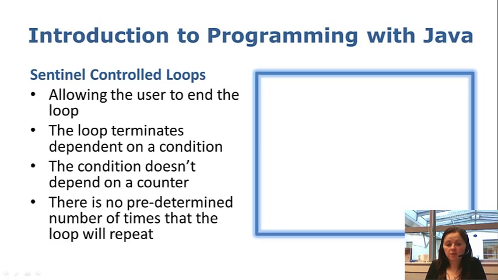What it will do is allow the user to end the loop. The loop terminates dependent on a condition, but the condition doesn't have to be a counter. And there's no predetermined number of times that the loop will repeat. So we don't always know when we start out the code how many times the loop is going to repeat or that piece of code is going to run.